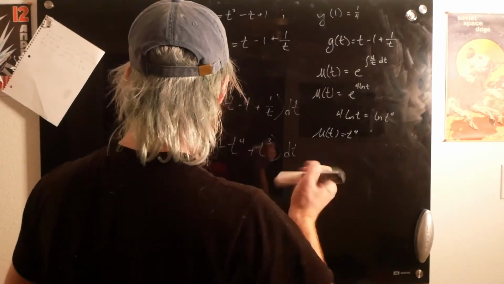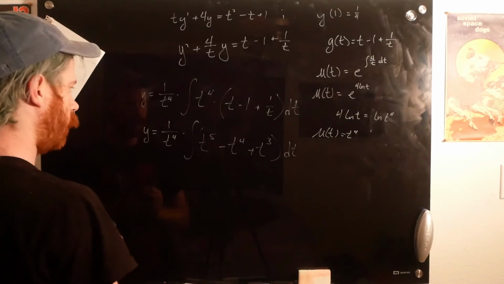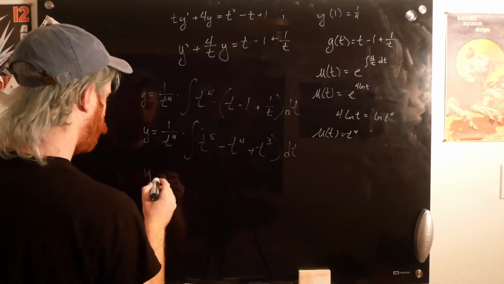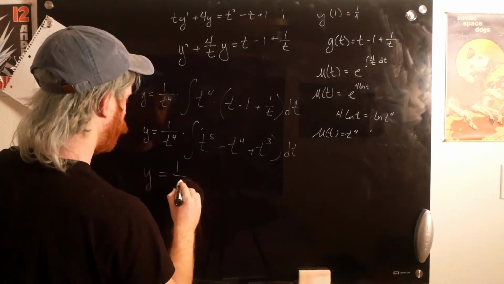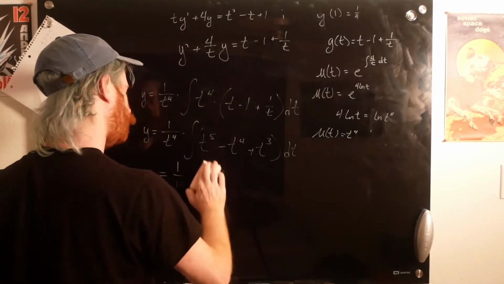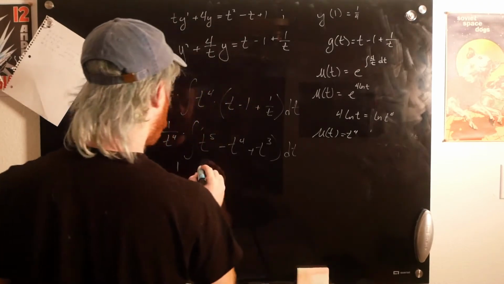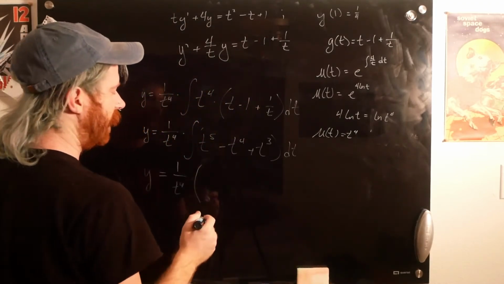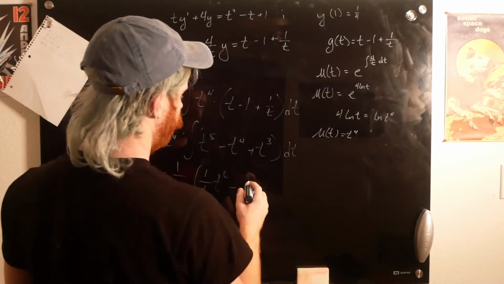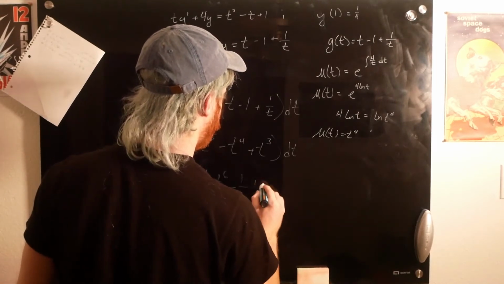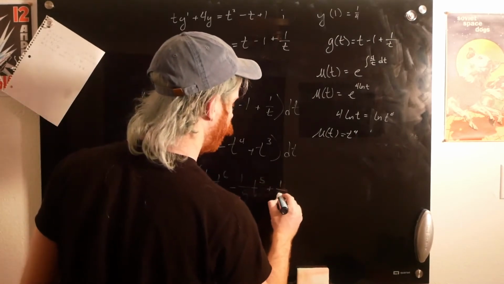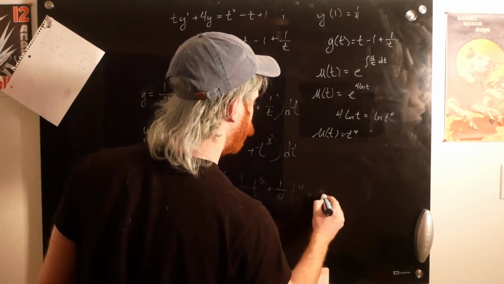And so once you've done this, you can integrate. Oops, I need the integral sign. So you'll have the integral of t to the 5th power is 1 over 6 t to the 6th minus the integral of t to the 4th power, which is 1 over 5 t to the 5th, plus the integral of t to the 3rd power, which is 1 over 4 t to the 4th, plus c.